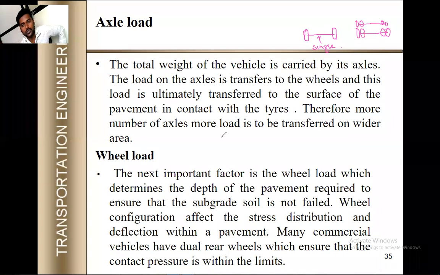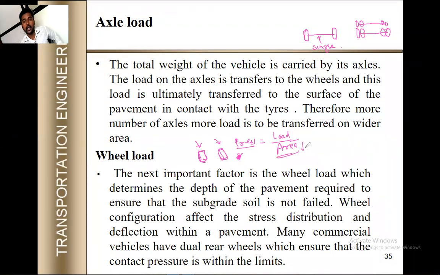Suppose there are only two wheels and very much more load is coming. As the area of contact of the vehicle is less and the load is more, the pressure or the stress generated is more. Load by area, we know, is the pressure, or we can say stress. What is the pressure or stress? It is load by area. As area is less, the pressure will go on increasing.